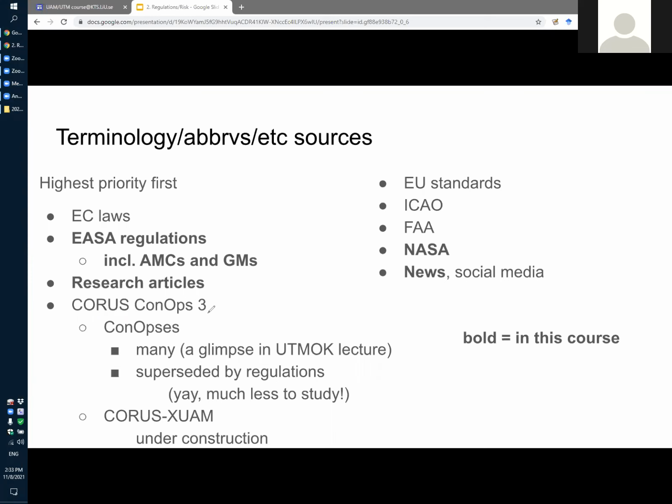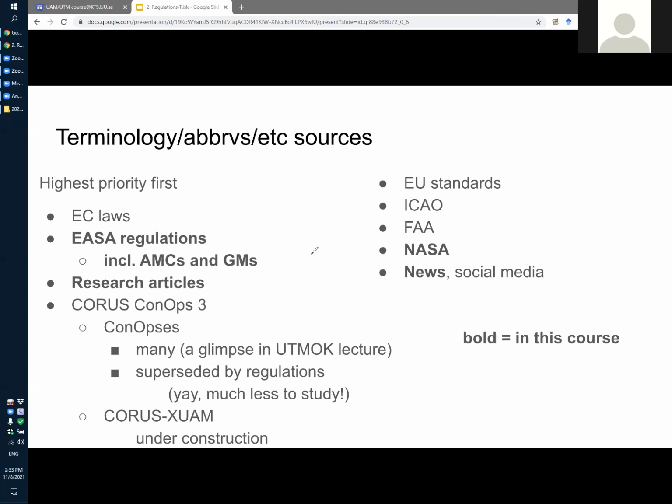Among many concepts of operations, I would say this is probably the most relevant one, at least for Europe. I will give you a list of other ConOps in a future lecture, but we will not go too deeply into any of those, and will not go too deeply into the CORUS ConOps, because they are superseded by regulations. ConOps are so many.